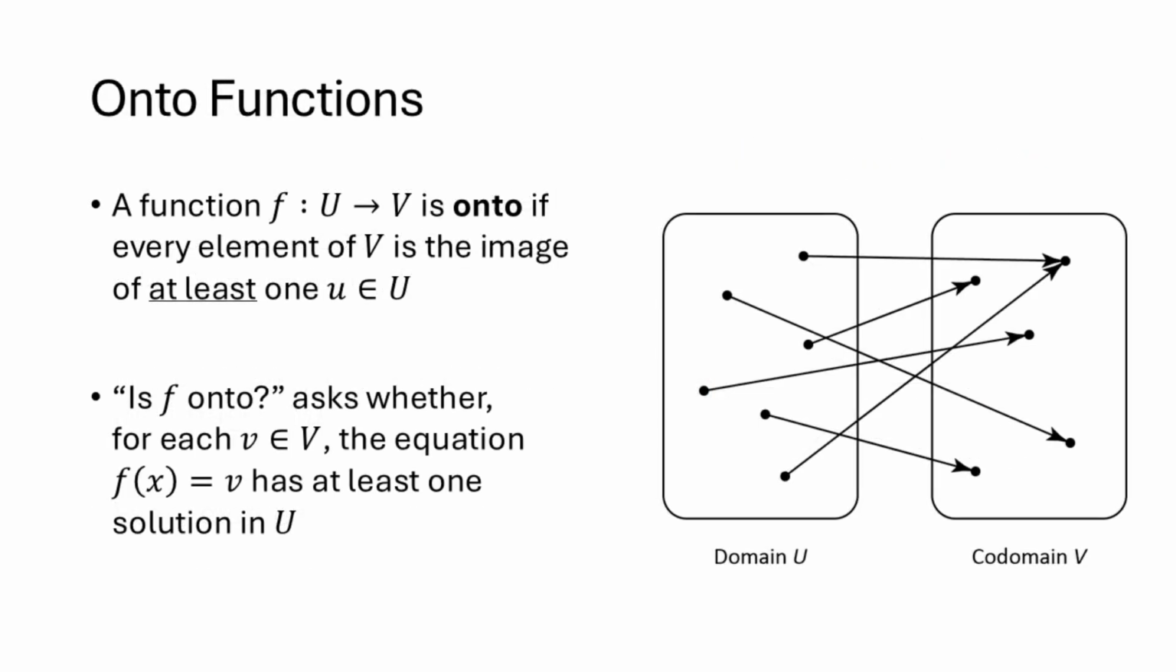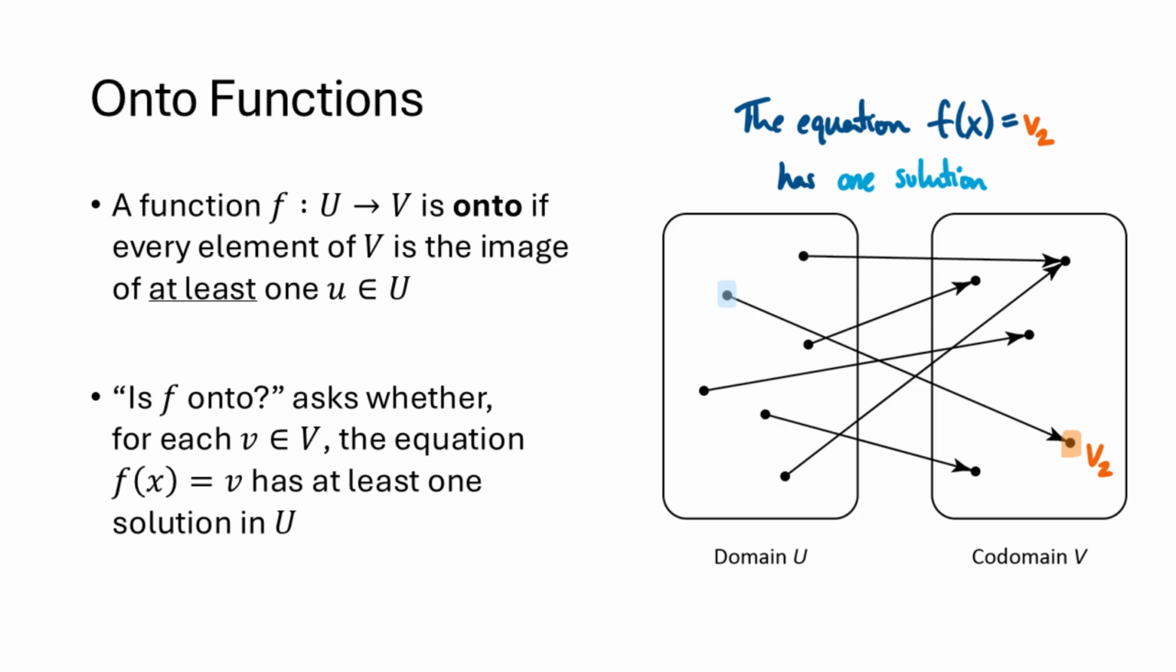Now let's start by understanding what an onto function is. The definition is that a function is onto if every element of the codomain is the image of at least one element of the domain. Looking at the picture, we're asking the question of whether every dot in the codomain has at least one arrow pointing to it. So for example, for this codomain element v1, we see that the equation f of x equals v1 has two solutions. There's two arrows pointing to v1 from those two highlighted domain elements. For this codomain element v2, we see that the equation f of x equals v2 has one solution. We've got one element in the domain pointing to v2.